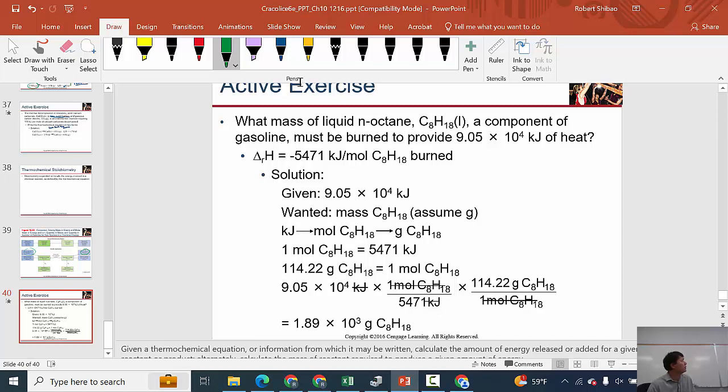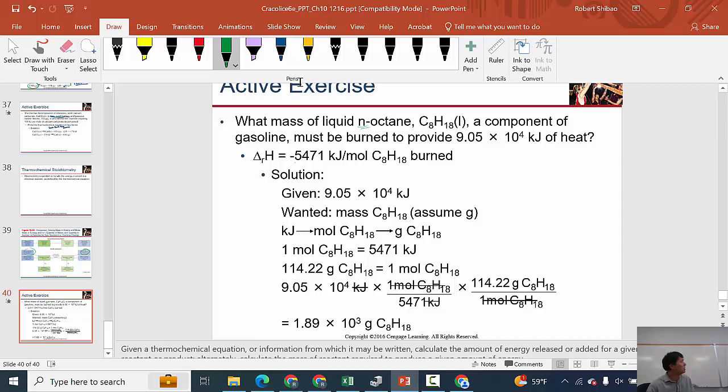So what mass of liquid n-octane, n stands for normal octane, a component of the gasoline, must be burned to provide 9.05 times 10 to the fourth kilojoules of heat. And then they give us our enthalpy of reaction. The enthalpy of reaction is minus, which means we're going to lose 5,471 kilojoules for every mole of octane that's burned.